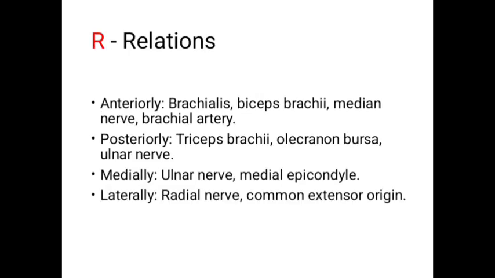Now for relations, the relations of the elbow joint are as follows. Anteriorly, it is related to the brachialis, biceps brachii, median nerve, and brachial artery. Posteriorly, it is related to the triceps brachii, olecranon bursa, and ulnar nerve. Medially, it is related to the ulnar nerve and medial epicondyle. Laterally, it is related to the radial nerve and common extensor origin.